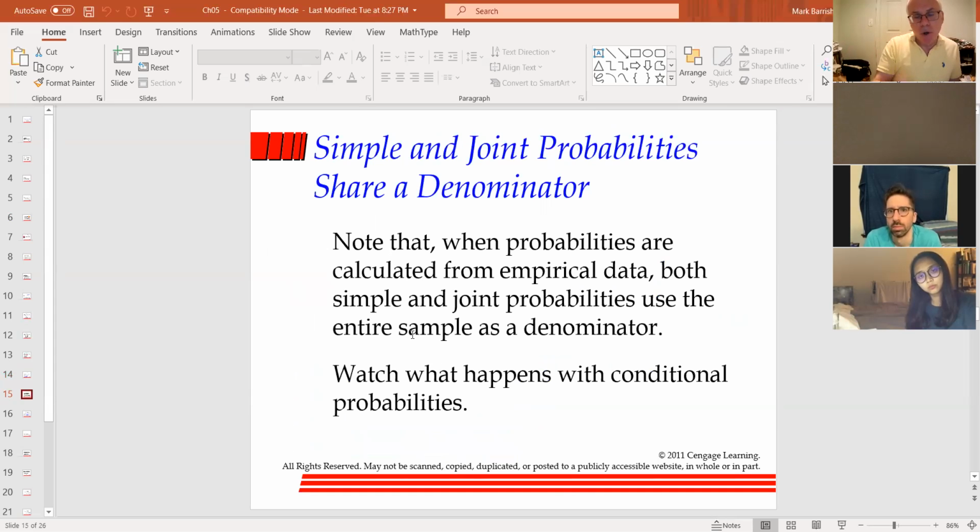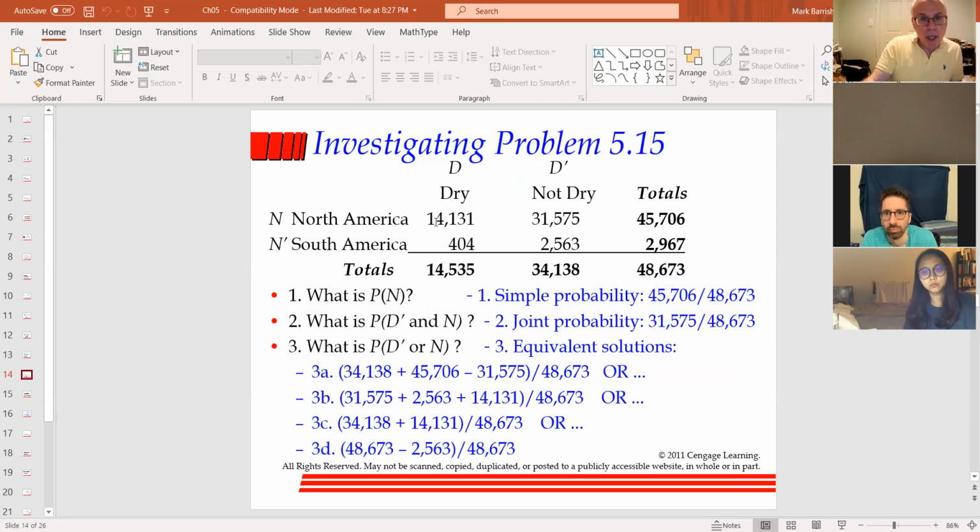Now they say simple or marginal. I'm going to use the word marginal. Marginal and joint probability share a denominator, and that's because you're selecting from the whole sample or population, whatever you're selecting from. If it's a survey, it's from the entire sample. The only time the denominator will change is if we're selecting from one of those marginal totals. In other words, we're selecting from one of these totals as opposed to the whole sample, right?